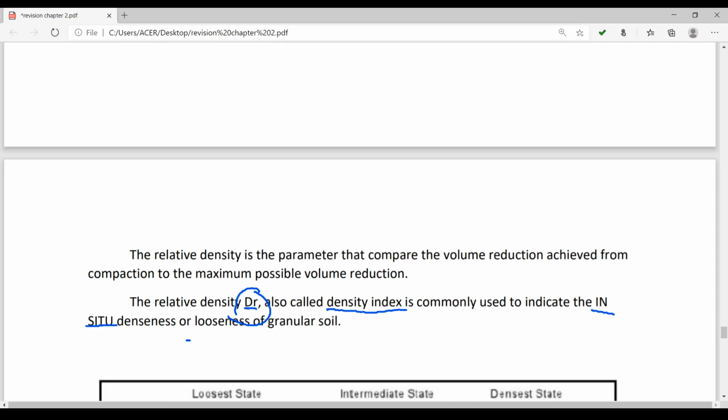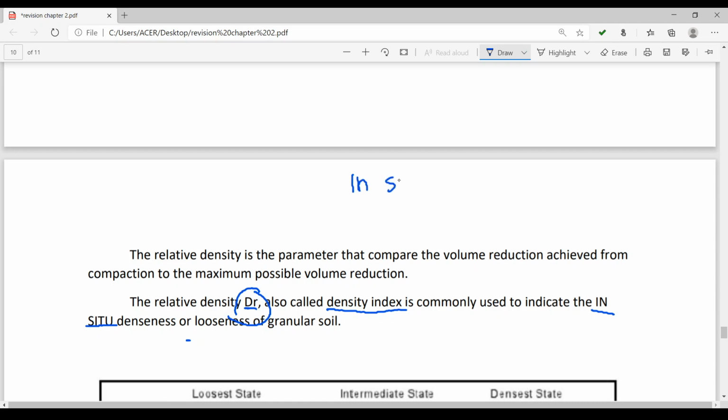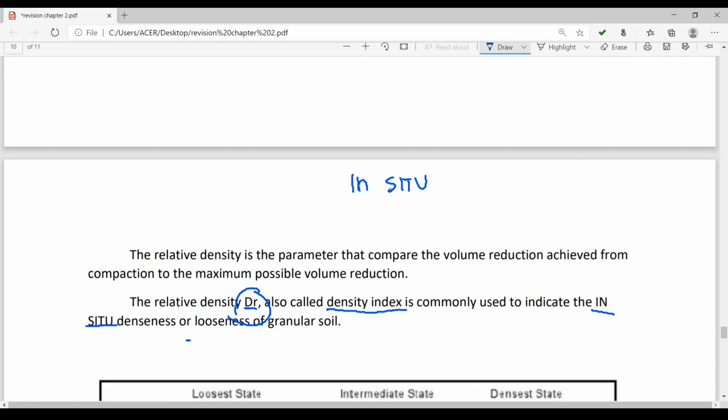When we say in situ, in simpler terms, that is the result you get instantly. Let's say in our soil, when we measure the density of the soil without any process that would affect the soil, that is the in situ density. Okay? Something like that.